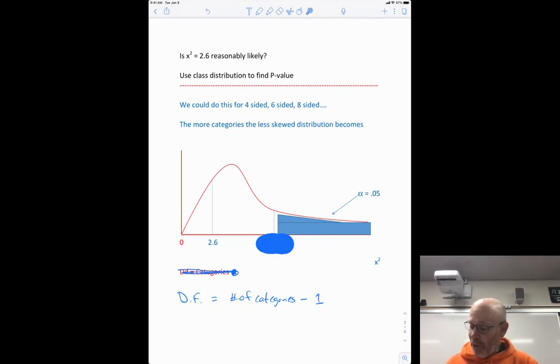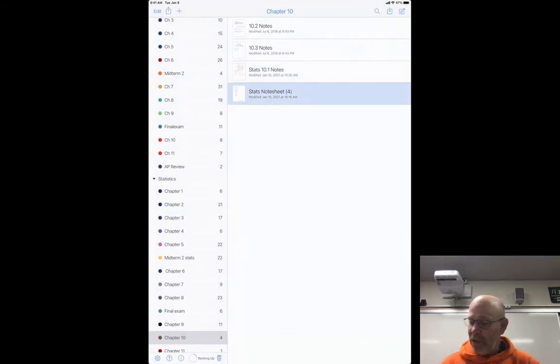Just to remember, our cutoff could be anything. It could be 1%, 5%, 10%. I'm going to go with the 5% for right now. We'll do our problem, which had 5 degrees of freedom, right? The number of categories minus 1, 6 minus 1. So we want this cutoff. Once we have that cutoff, we can then run a test. Let me jump over to my note sheet here, just so you can see it.